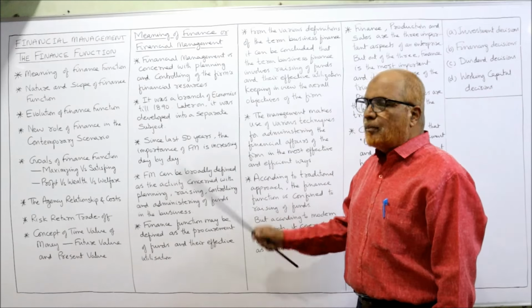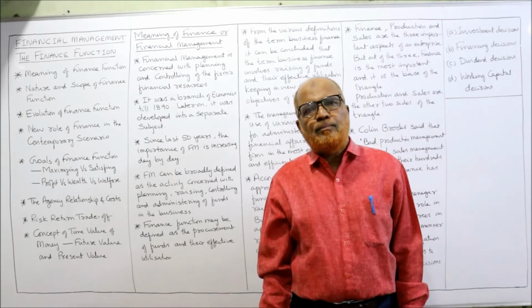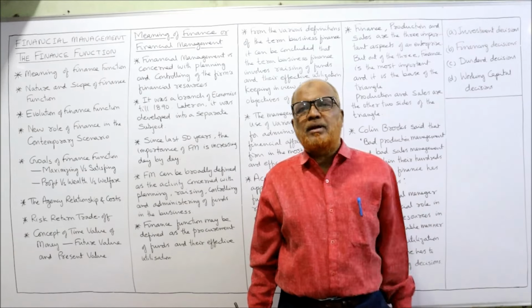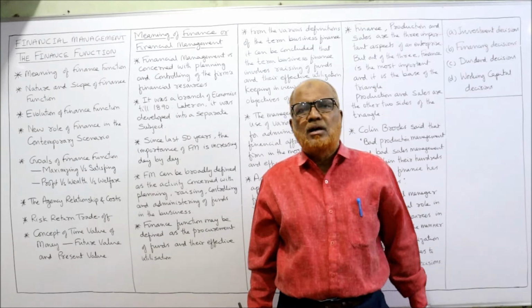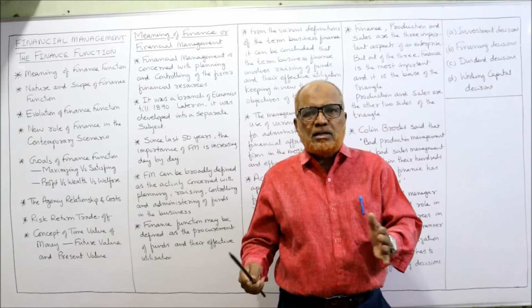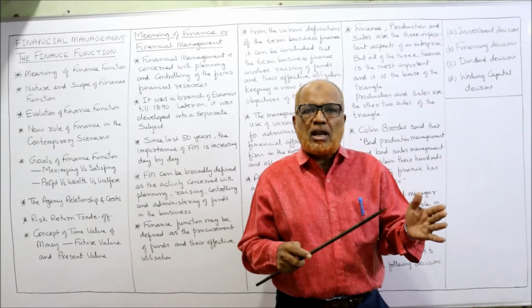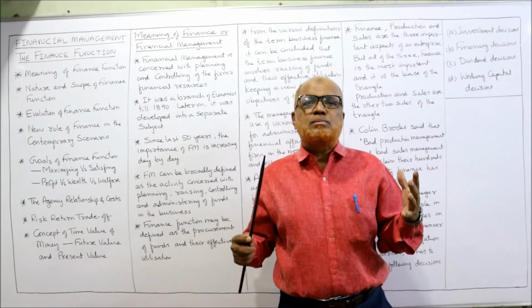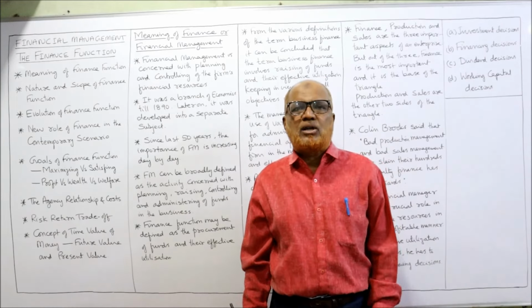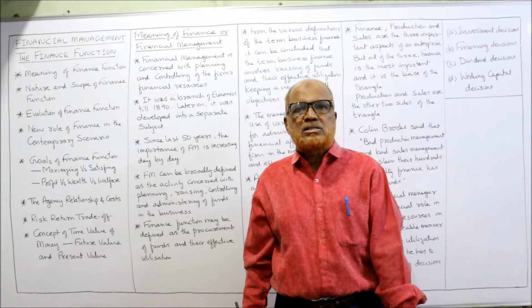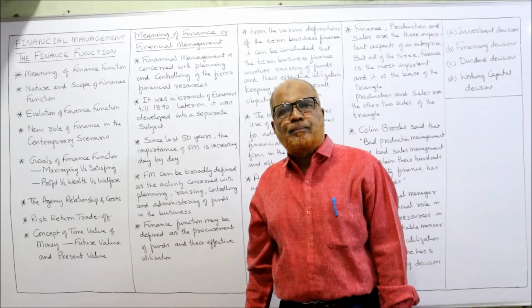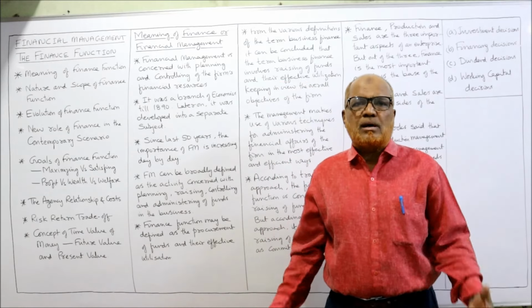So here it was a branch of economics till 1890. This finance actually was not a separate subject. It was a branch of economics till 1890. Later on, it has been separated and made a specialized subject. Lot of literature, lot of theory has been written on financial management and the techniques of financial management. Since last 50 years, we can see the development of this subject.